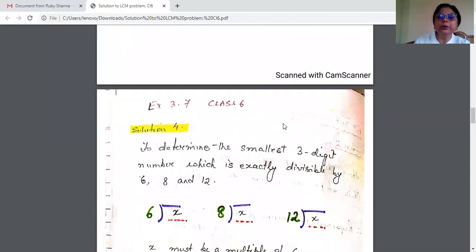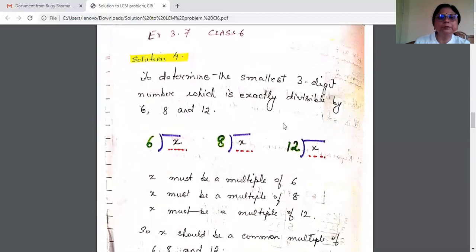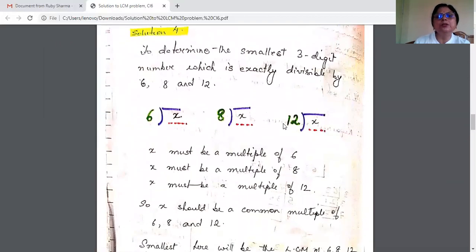Next is what? To determine the smallest 3-digit number which is exactly divisible by 6, 8, and 12. So arrange it in this manner. You have to find the smallest 3-digit number which is divisible by 12 also, by 8 also, by 6 also. So from here, what do you see? That if this is x, they should be the same number, isn't it? And they should be divisible by 12 also, 8 also, 6 also. That means what? X must be a multiple of 6, 8, and 12.